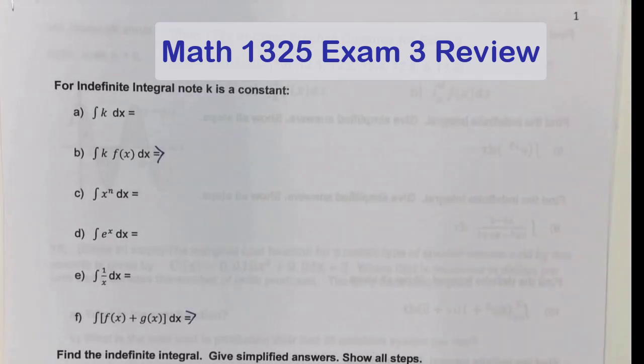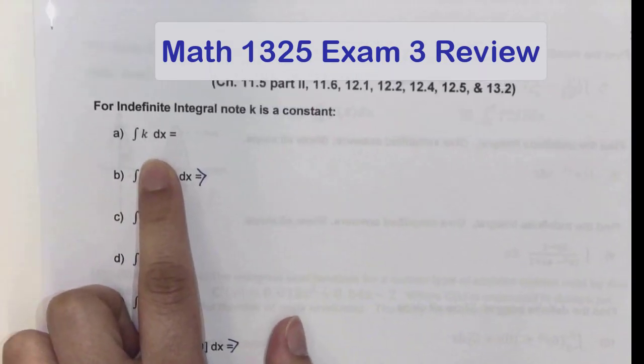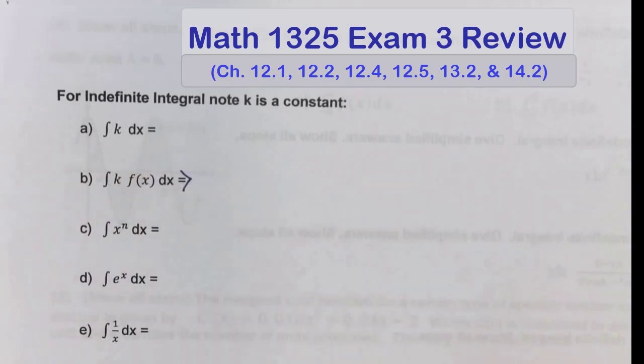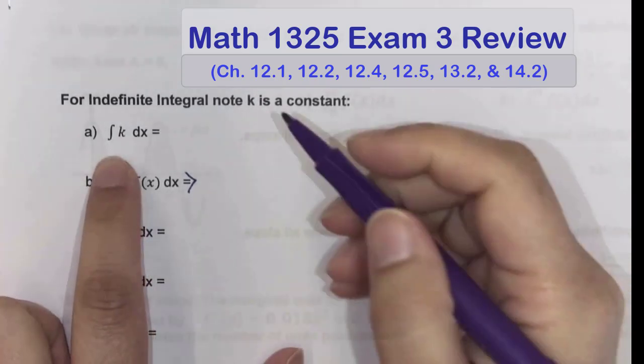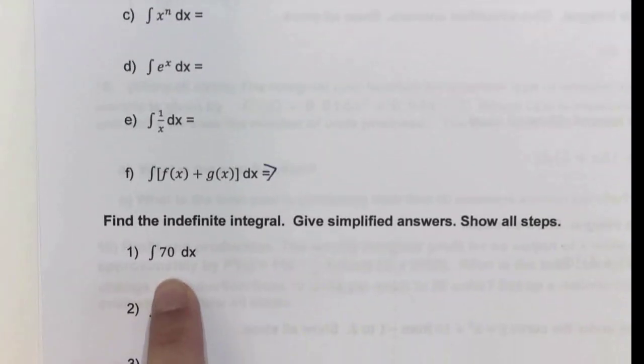Today we're going to do an in-class review for Excel 3. You need to practice some of the properties, including the beginning parts over here. If k is a number and you're taking the integral of it, that would end up with what? If k is a number taking an integral, it's similar to number 1 here. If it's taking the integral of 70, that would equal what?